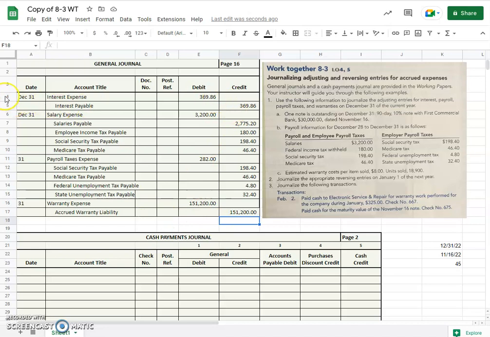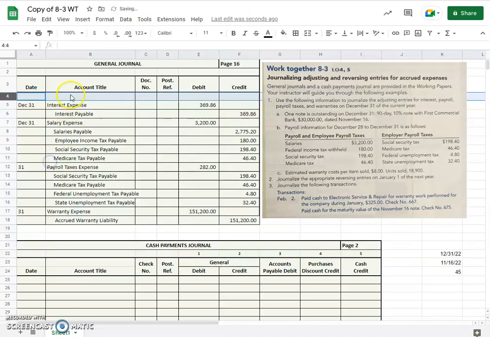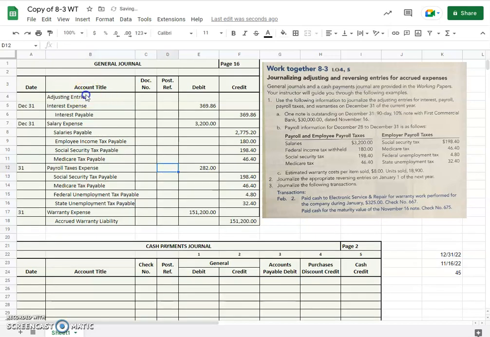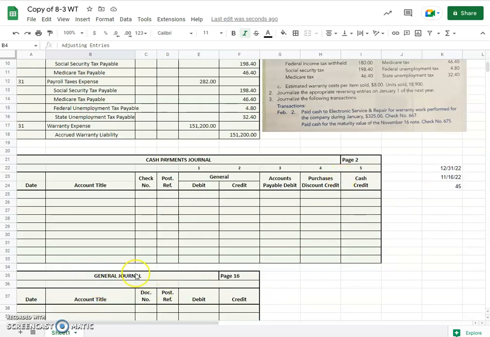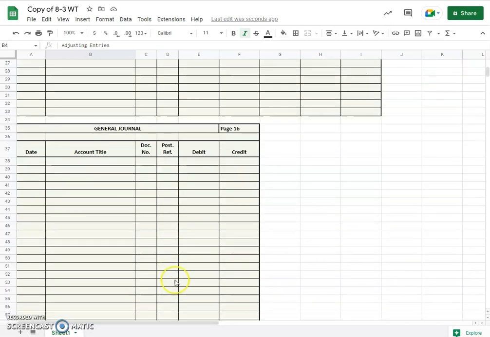And your teacher probably forgot to write the title, so I inserted a row of adjusting entries. I'm pretty bad at remembering to do that, to be honest. So we'll put that there. And that is part 1, okay? Number 2, journalize the appropriate reversing entries on January 1st of the next year. Okay? So this is part 2 down here in your general journal.